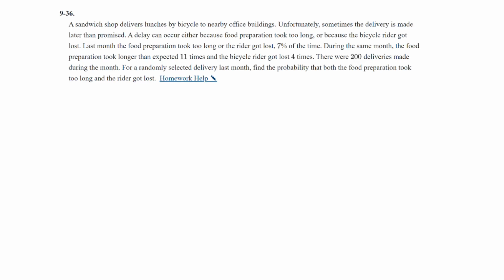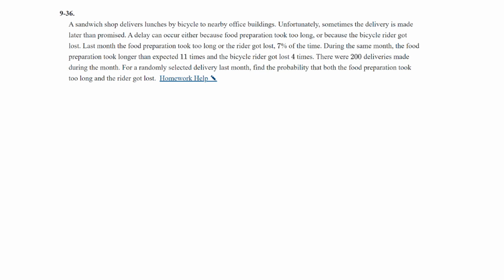Question 36. A sandwich shop delivers lunches by bicycle to nearby office buildings. Unfortunately, sometimes the delivery is made later than promised. A delay can occur either because food preparation took too long or because the bicycle rider got lost. Last month, the food preparation took too long or the rider got lost 7% of the time.